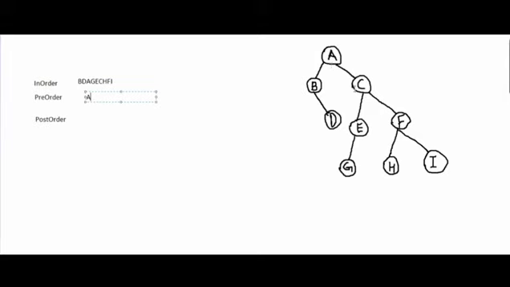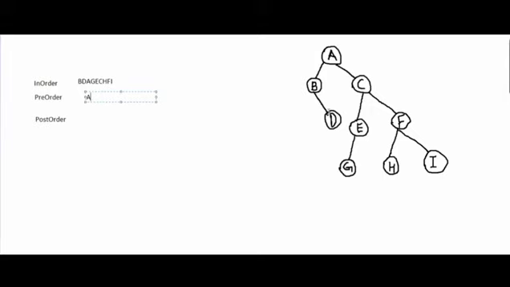Now we will move to the left part. The left part of A is B. We will move to this side. Here B is the root for D, that is the right node of B, and the left node is missing for that.